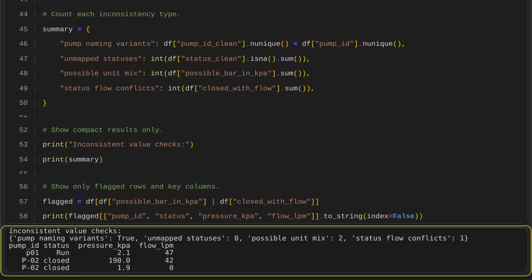This script checks pump test records for likely data inconsistencies. It standardizes pump names, groups status descriptions into common labels, and flags suspicious cases such as pressure values that may use the wrong units, or closed valves that still show flow. The output summarizes naming variants, unmapped statuses, possible unit problems, and status flow conflicts, then prints the key rows that need review.